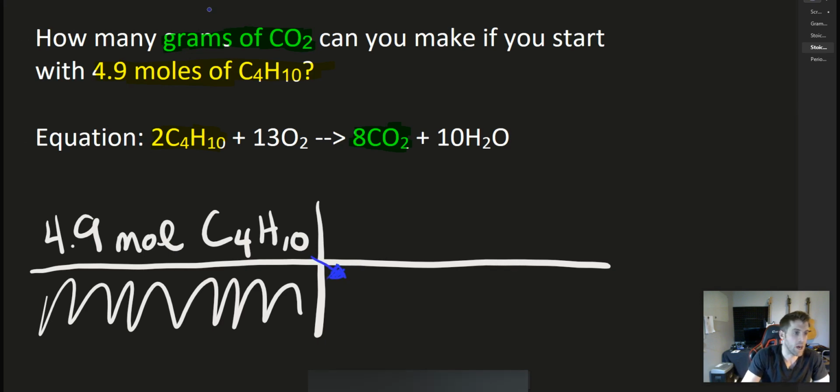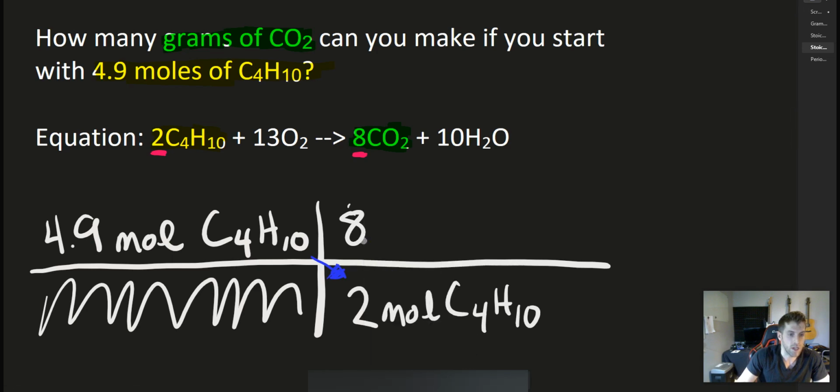And it's going to be divided by the balanced equation molarity. You will notice that our coefficient for C4H10 is 2, and our coefficient for carbon dioxide, or CO2, is 8. That coefficient is how many moles are in that molecule. So I'm going to go ahead and put 2 moles of C4H10 here. And above it, I'm going to have 8 moles of carbon dioxide. We can draw another box here.